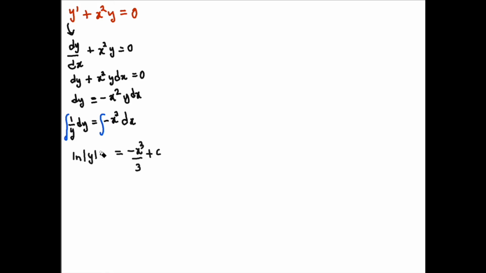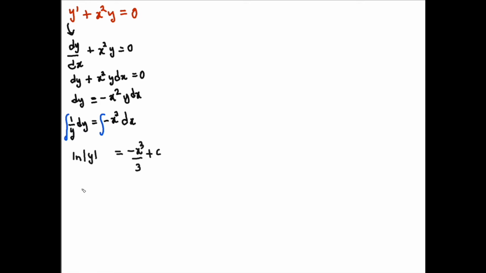Because simply adding two arbitrary constants together gives another arbitrary constant. So c plus c is still just c, right? Because c is not a specific value; it just represents an arbitrary value that could be anything. So now we need to solve for this y.